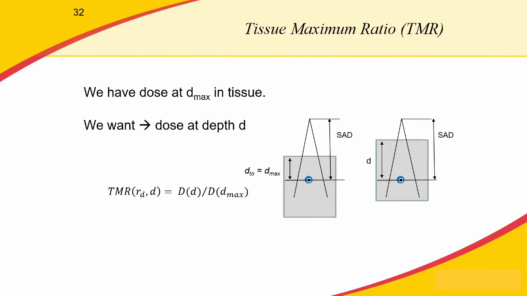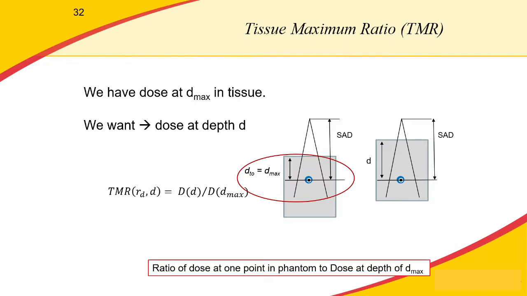So our next dose ratio, the tissue maximum ratio, is really a special case of the tissue phantom ratio. So if your point T0, where you made your original measurement, is at D max for your beam energy, then your ratio is called the tissue maximum ratio because you're measuring the ratio of the dose at a given depth to the dose at D max within the phantom. So it's basically the ratio of dose at one point in the phantom to dose at the depth of D max in the phantom.